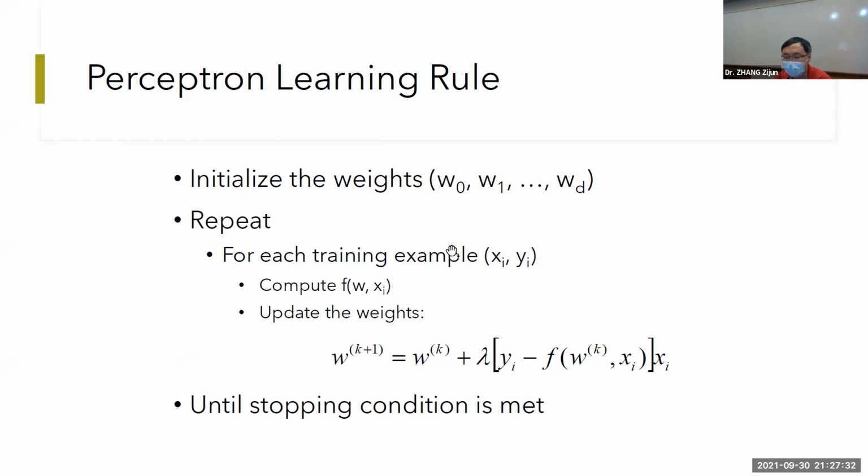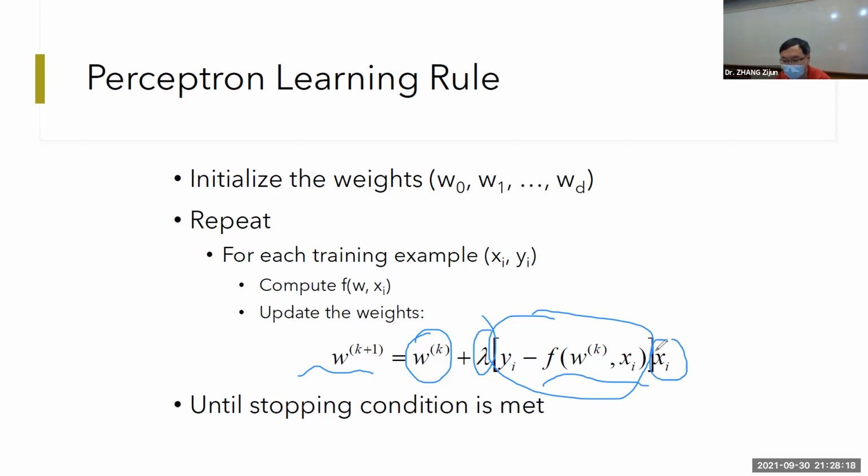What we do is, for each training example X and Y, we compute the whole function, the whole network, based on the W, the weights, and the inputs. Then we update the weights based on the original weights, the learning rate lambda, and a gradient. Such a gradient indicates a direction for optimizing the value of W. And this gradient usually is the difference between the observed Y and computed Y.